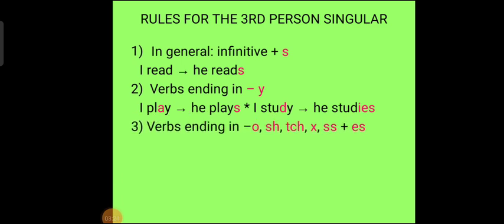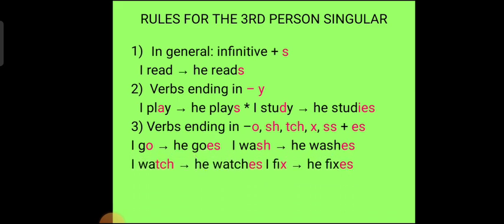Verbs ending in o, ss, sh, tch, x, add es. Examples: the verb go, I go. The verb is ending with the letter o. I will add es. What will happen if the verb ends with sh, like I wash? I will add es. He washes.